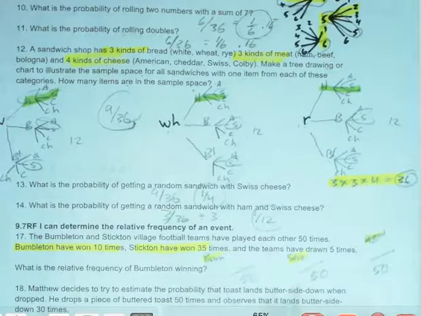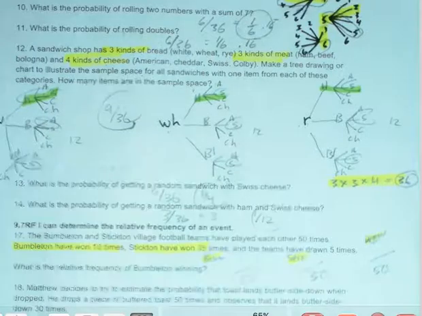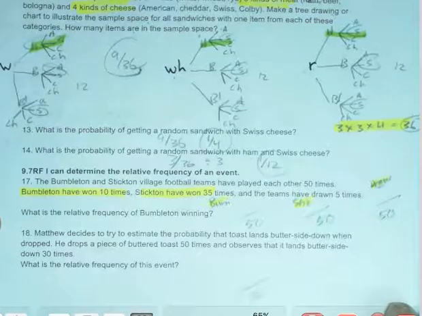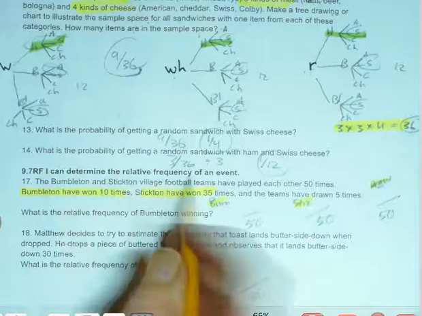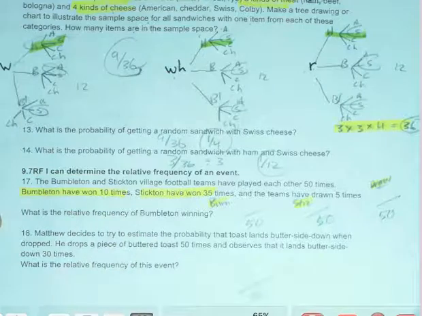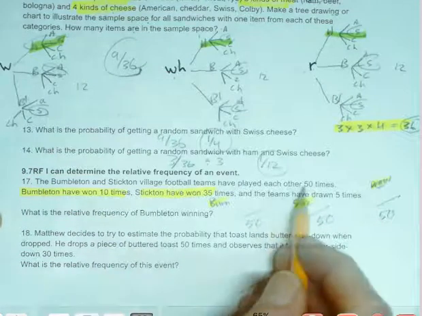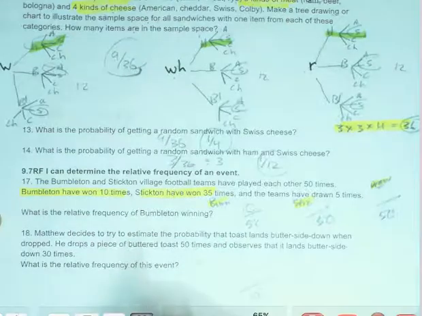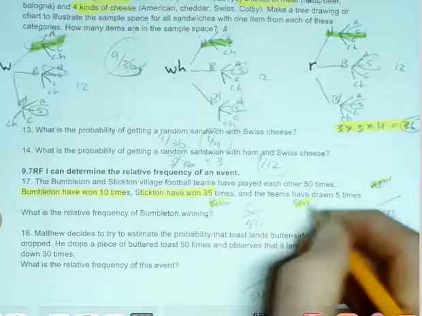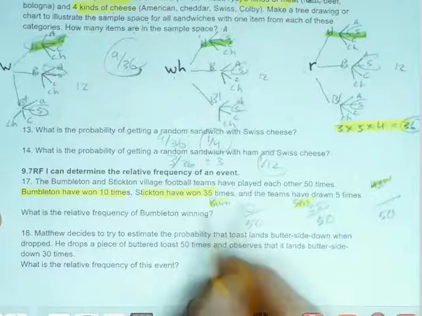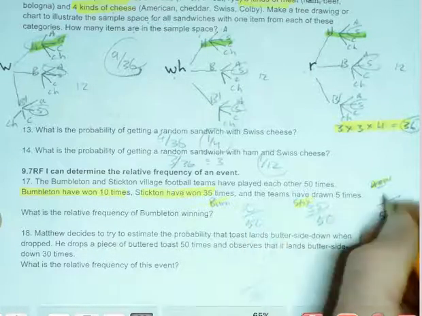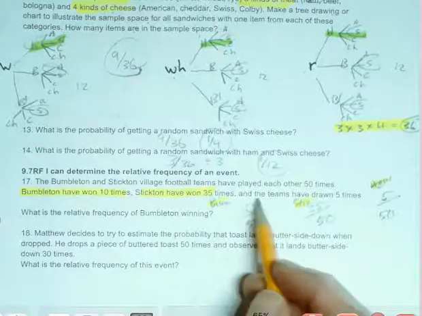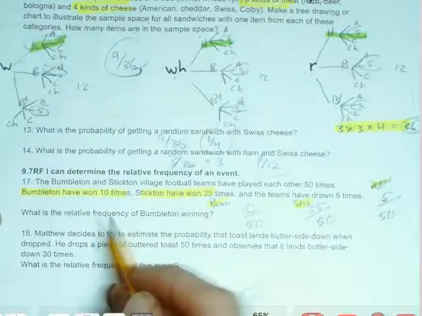All right, relative frequency. It's the target we're working on today in class, and our last target for Chapter 9. I can determine relative frequency of an event. The Dumbleton and Stickton Village football teams have played each other 50 times. Dumbleton has won 10 times, so I'm going to fill that in, 10 times out of 50. Stickton has won 35 times. Fill that in, 35 out of 50. And the teams have had a draw 5 times. A draw means they ended up tied. Nobody won.